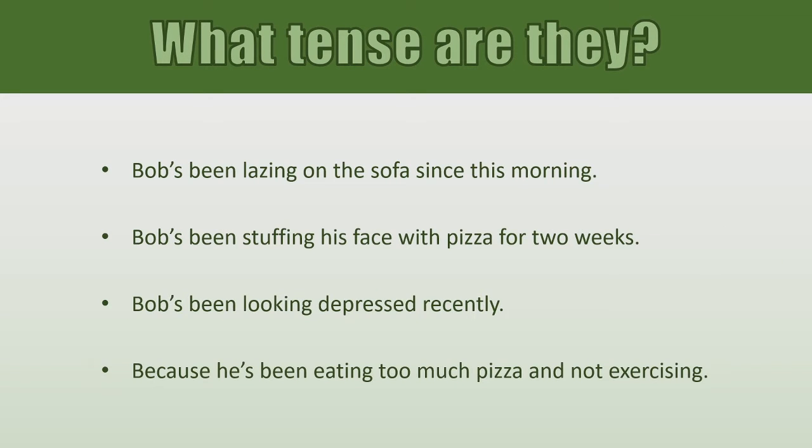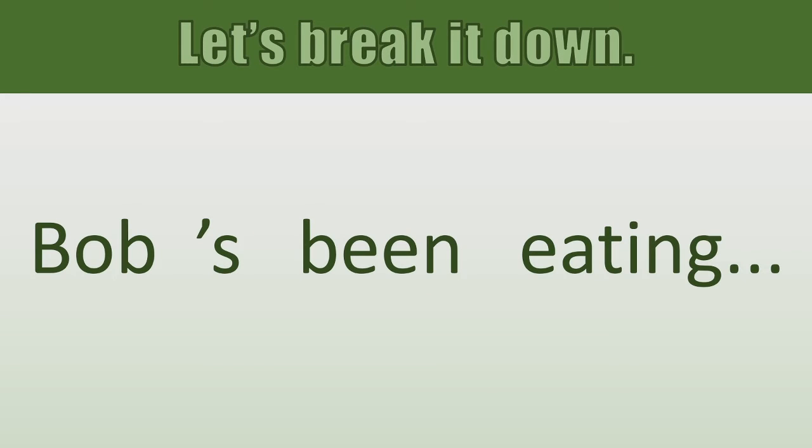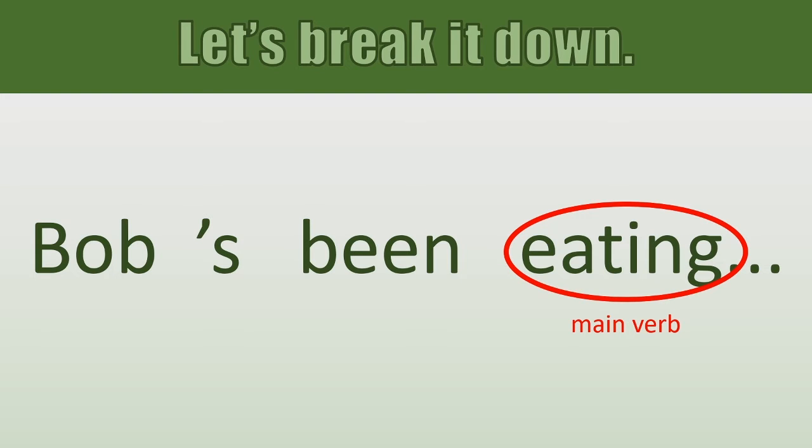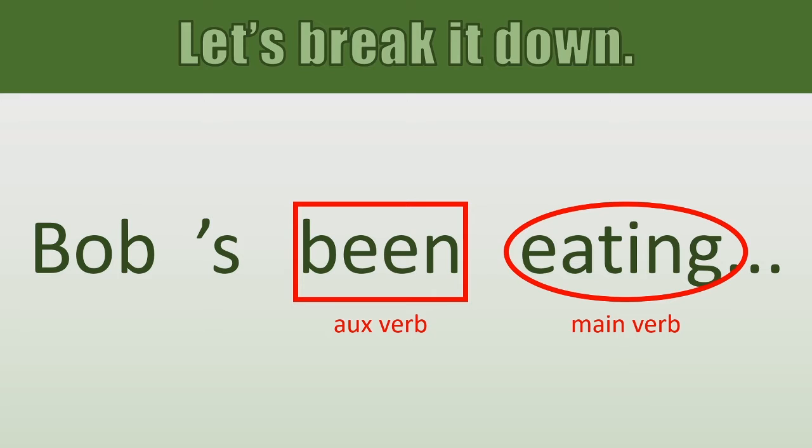So, what tense are they? If you don't know, let's break it down. In fact, even if you do know, let's still break it down. It's always good to do some extra practice. So, we have an ing verb. It's not a trick. This is not a noun. It's not an adjective. It is a verb. And it's our main verb. We also have a verb in front of it, been, and this is an auxiliary verb.